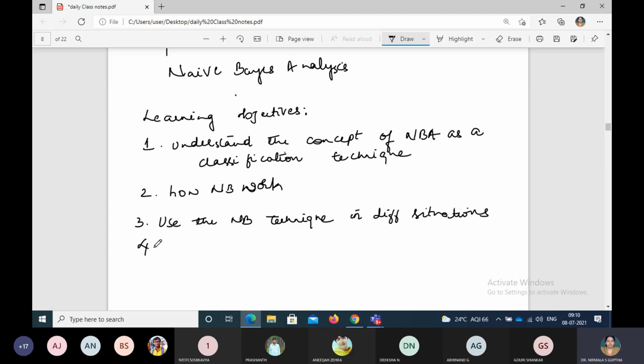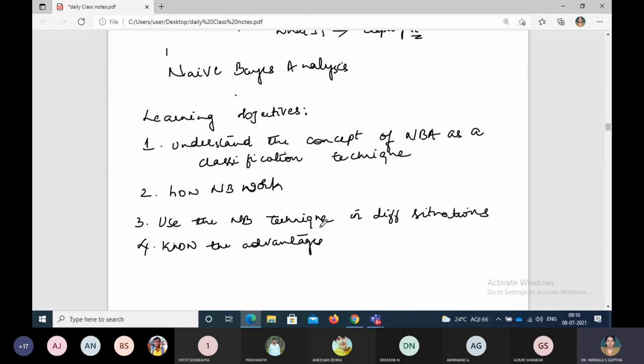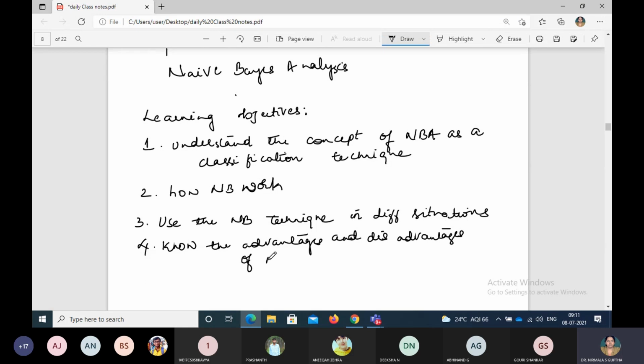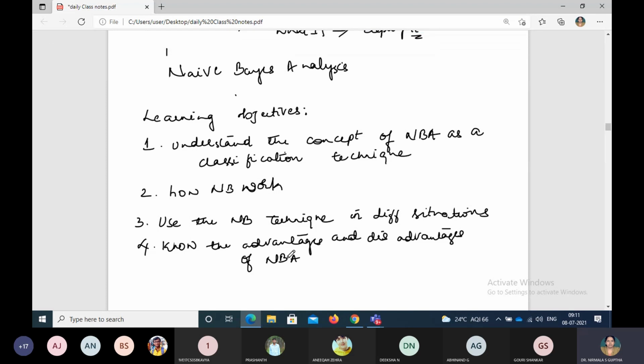The last objective for learning the concept of naive-Bayes analysis is you need to know the many advantages and parallelly disadvantages of naive-Bayes analysis. Okay, so we're going to learn a new classification technique called naive-Bayes analysis, and there are 4 objectives we're going to discuss one by one.